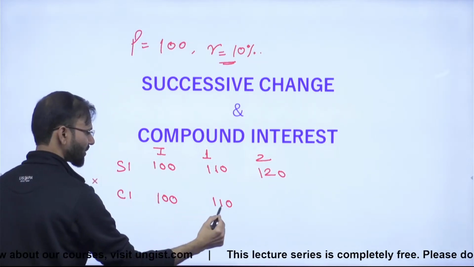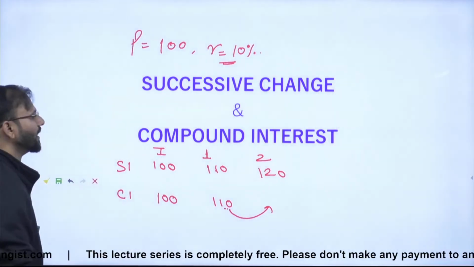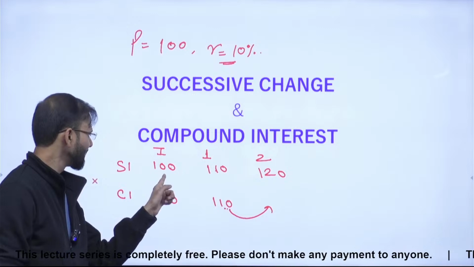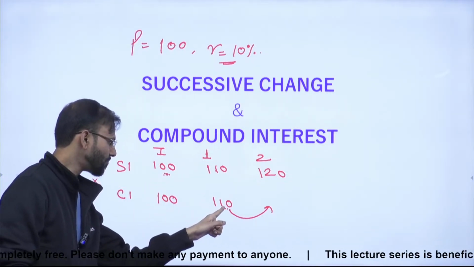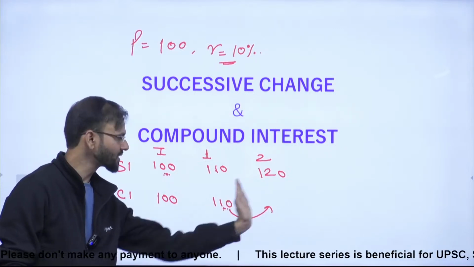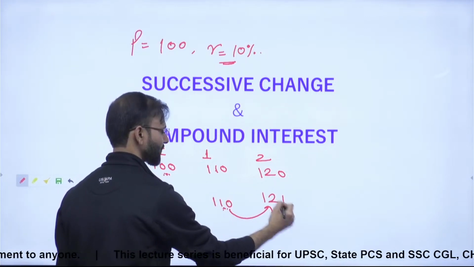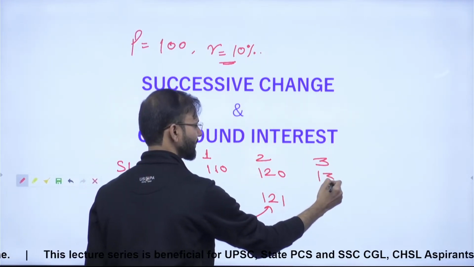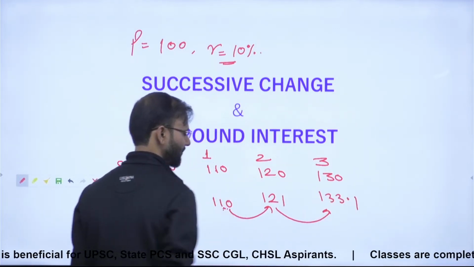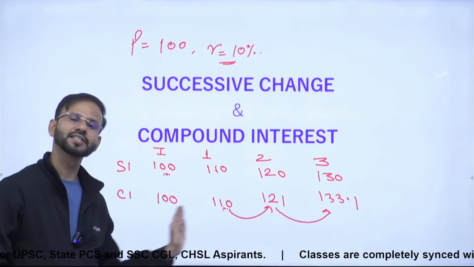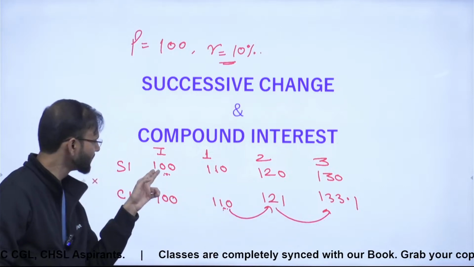After 2 years, this will become 120. But this will be increased by 10%, right? Actually, in simple interest, principal remains the same always. But in compound interest, the last amount is treated as the principal for the next term, right? So here this value will be increased by 10%, so this will become 121. Now after 3 years, this will become 130, but this value will increase by 10% now, so this will become 133.1. Guys, getting it? This we studied yesterday in the successive change concept. Guys, clear? So this is compound interest, this is simple interest.